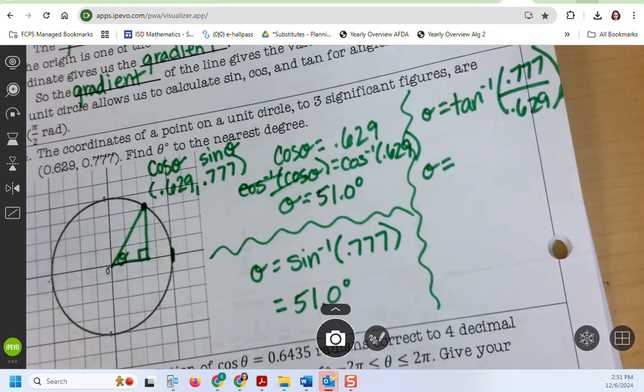No, we're going to do one more. One more. All right, looking at 6. Oh, we got 51.0.